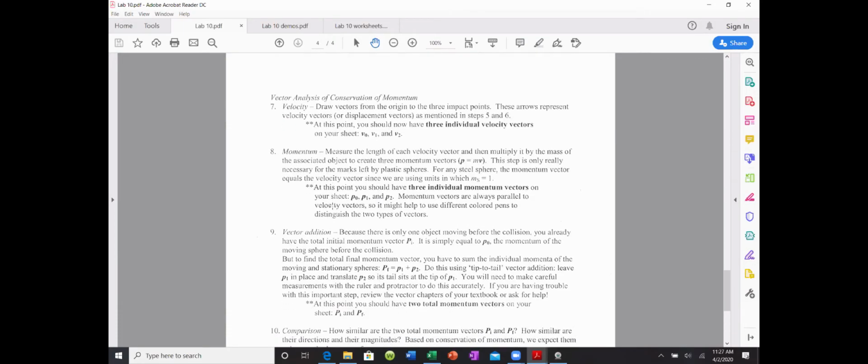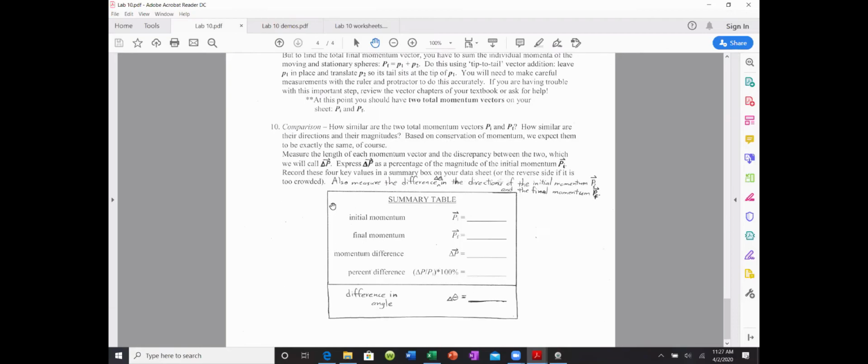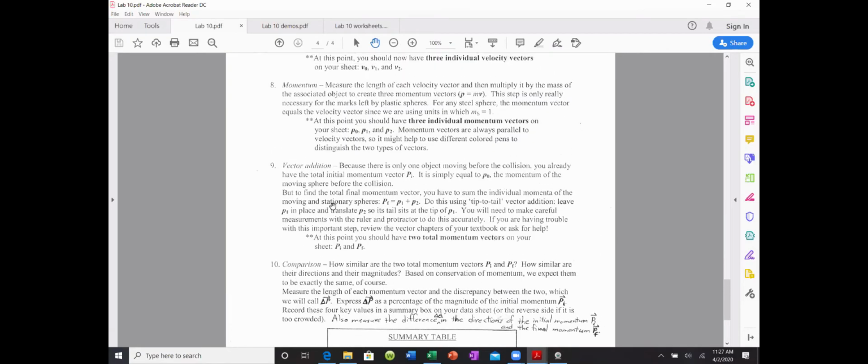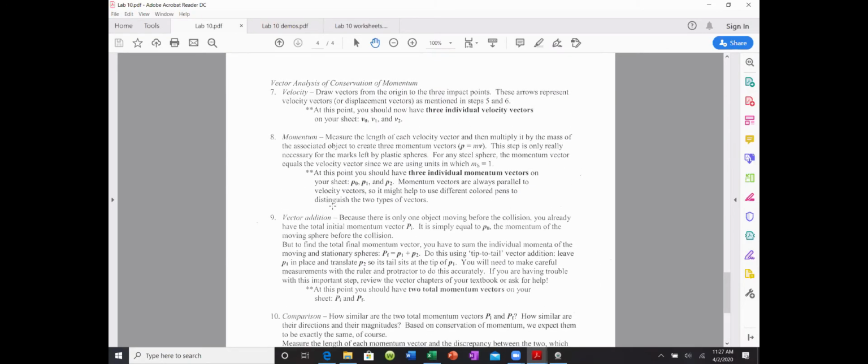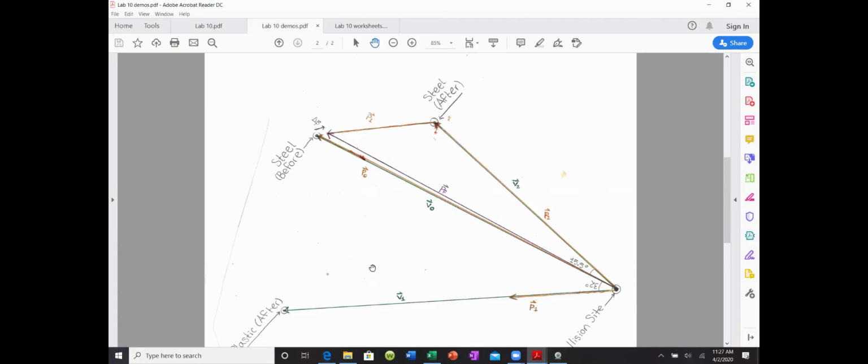Okay. This is the last page of the Lab 10 PDF, and it says vector analysis of conservation of momentum. First thing to draw are velocity vectors, and we've already seen that on our sheets. The next thing to draw are momentum vectors. On this person's, I'm going to look at this one because the colors are helpful for me. In this person's work, green was velocity vectors, and orange are momentum vectors.